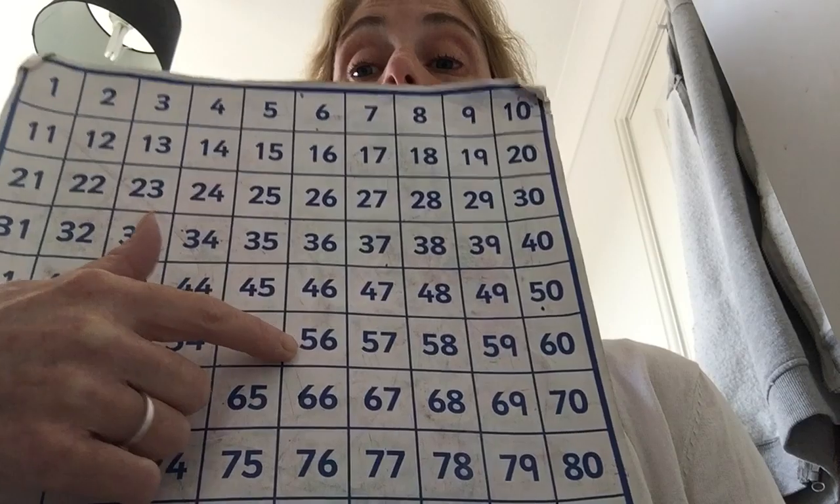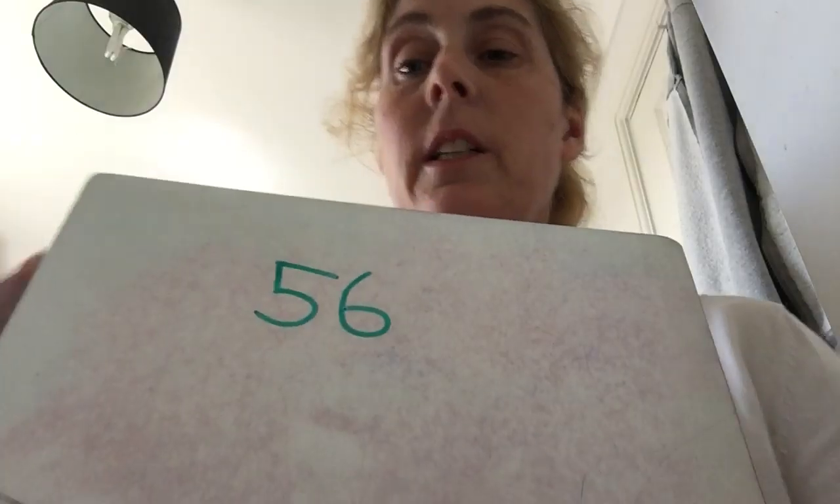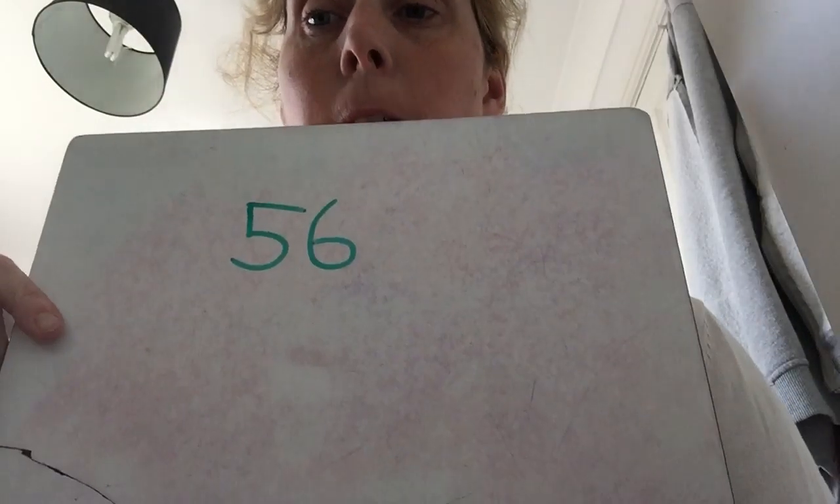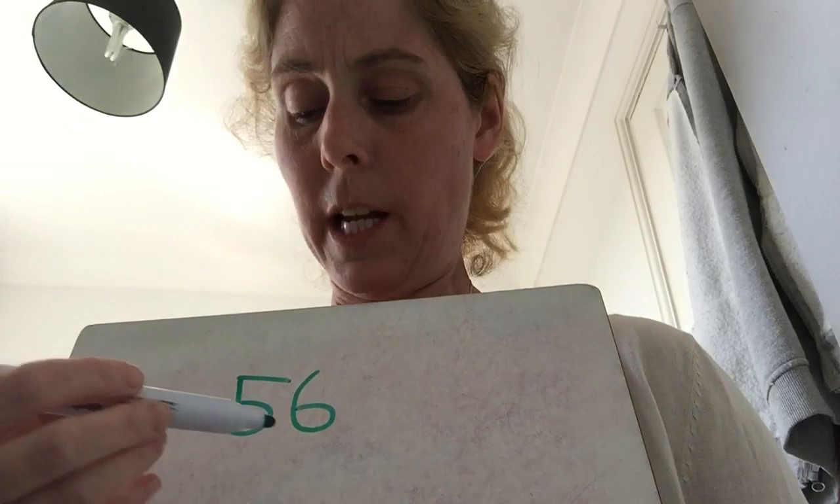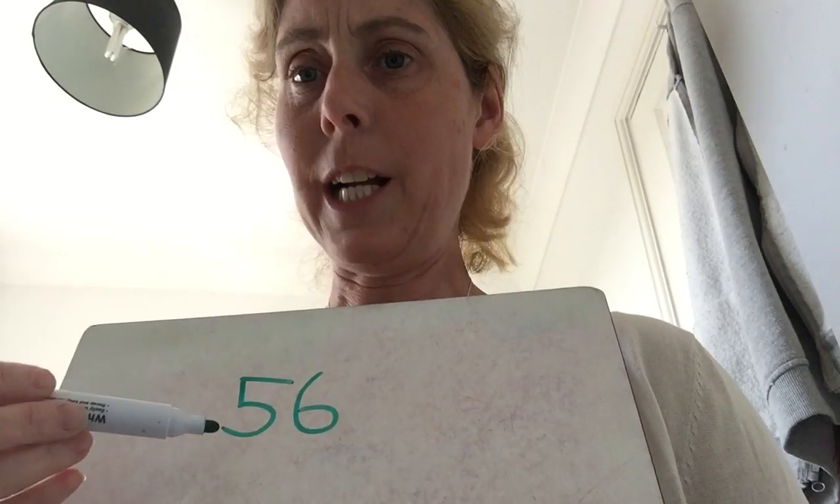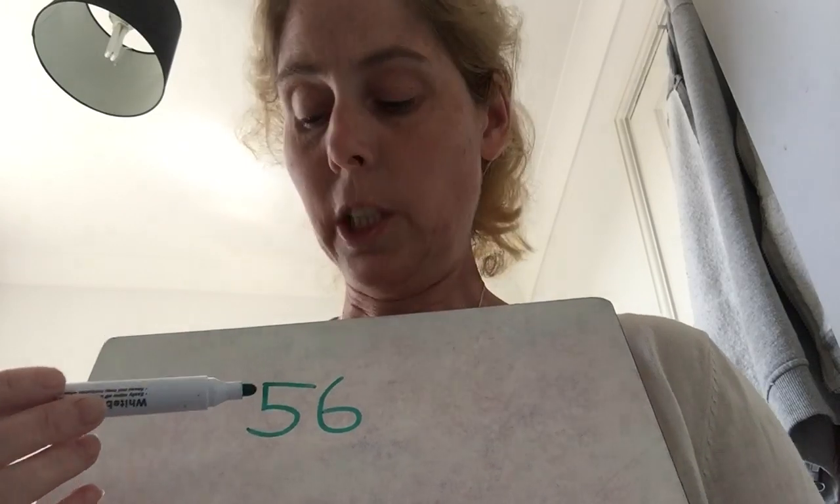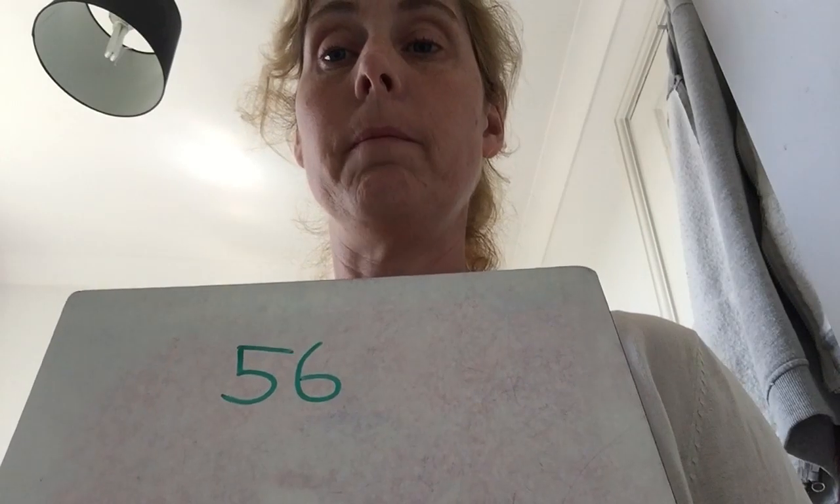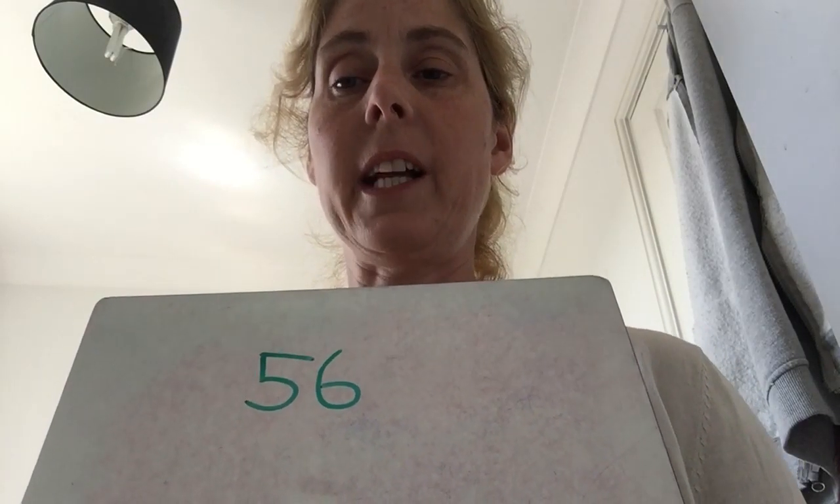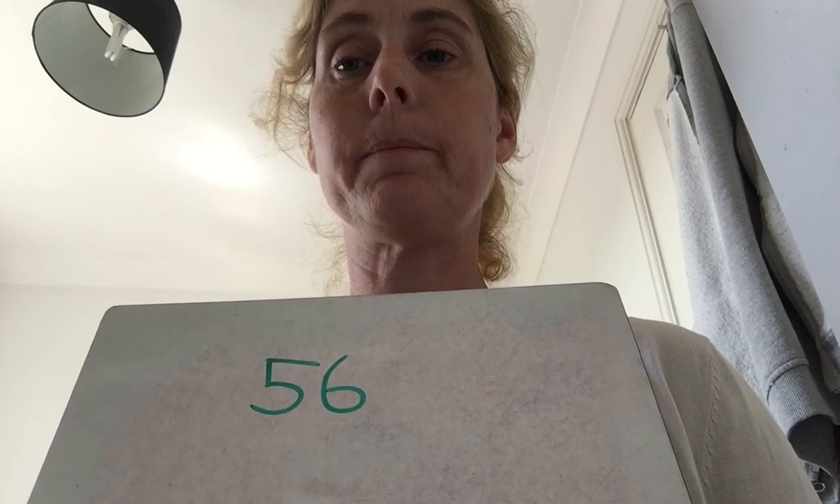Okay, what we're going to be looking at is when we have a 2-digit number, like the number we've just been looking at on the board. So there it is, number 56. Okay, there's your 56. Now, looking at this number, tell your adult that's with you which number is the tens number and which number is the ones number. Have a think, explain to them.